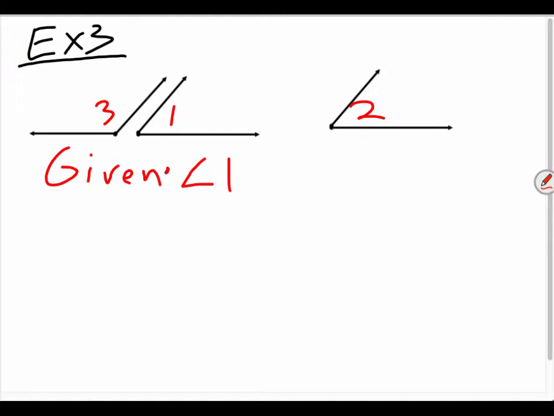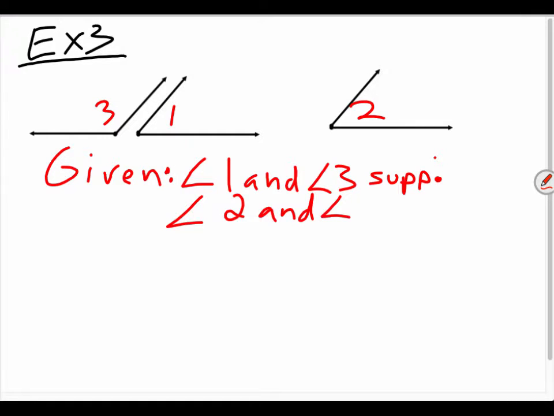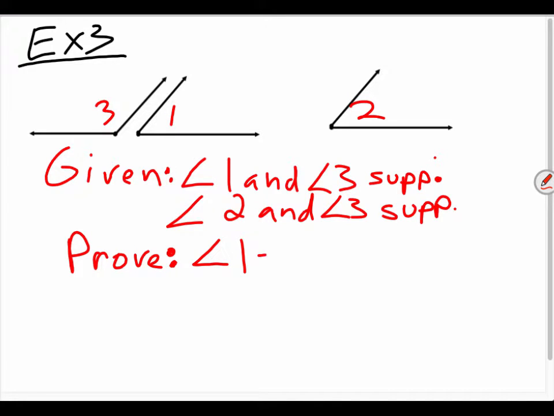Angle 1 and angle 3 are supplementary. And angle 2 and angle 3 are also supplementary. Prove angle 1 is congruent to angle 2.